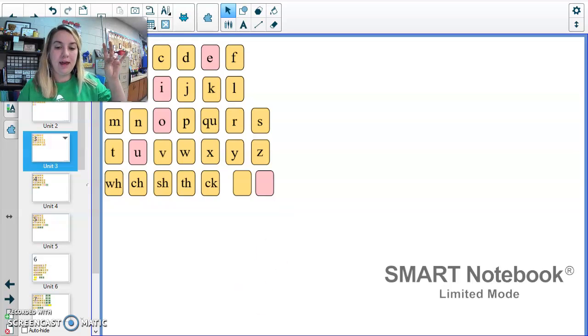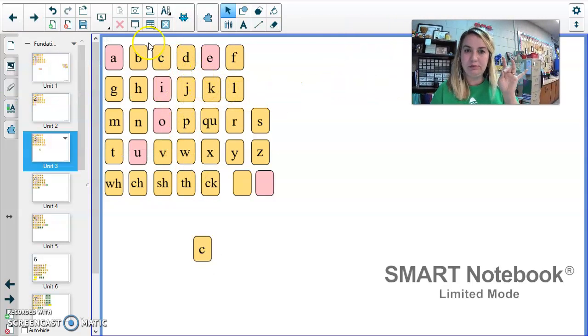K-A-B. Cab. Okay, what are we going to put for K? We're going to put a C. Oops, maybe. What are we going to put for A? A. And what am I going to put for B? B. K-A-B. Cab.